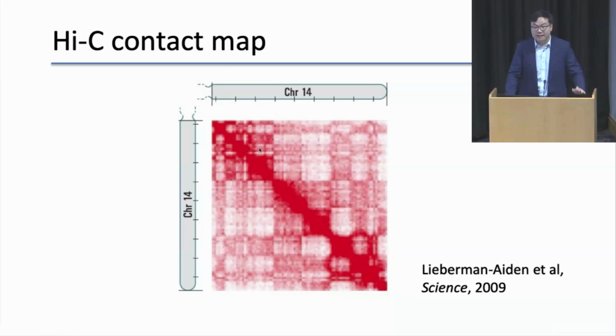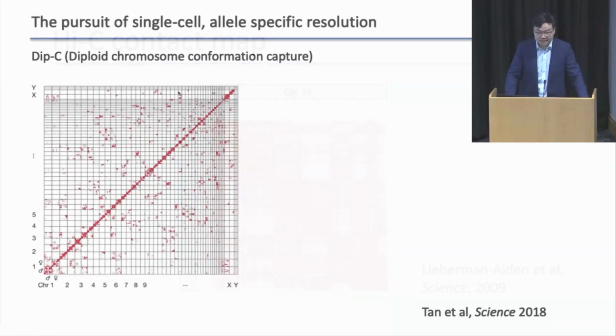After this first invention, there has been several lines of improvement of Hi-C, and one of the lines is the pursuit of single-cell and allele-specific resolution. Here, you are looking at the result of the Dip-C technique, or diploid chromosome conformation capture, developed by Professor Longzhi Tan and Sunney Xie's team. And now this matrix is from a single cell. And you can see that in this single cell, for chromosome 1, actually there are 2 copies. There's a paternal copy here, and there's a maternal copy here. So there's 1 copy inherited from the father, and 1 copy inherited from the mother. And you can see these 2 submatrices showing the intrachromosomal interactions of each of these chromosome 1 allele.